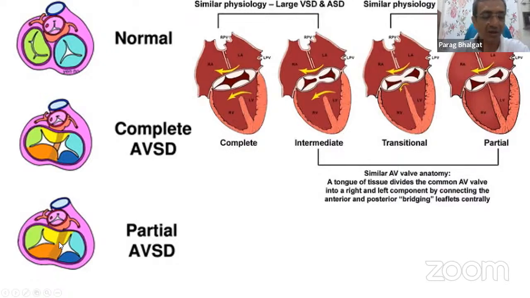If the two are connected with each other, then it is partial AVSD. Truly speaking, the AML is not cleft. If you take it embryologically, we talk about cleft AML, but the AML is not cleft. It is two leaflets that are fused.